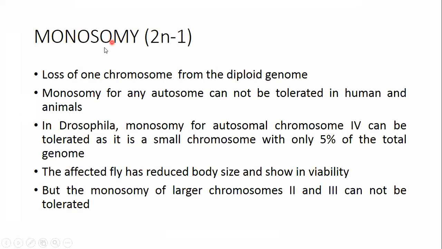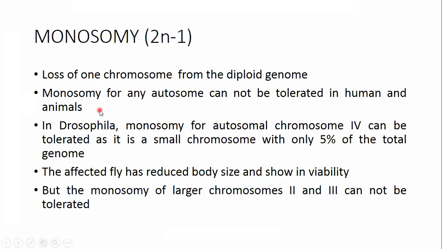So first of all, we will discuss monosomy. It is represented as 2n-1. Mono means single. It means one or the single chromosome is missing from the diploid genome. So the loss of one chromosome from the diploid genome is represented as monosomy condition. Monosomy for any autosome cannot be tolerated in human and animals.